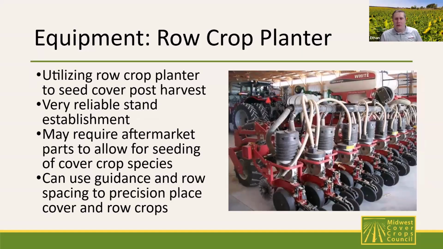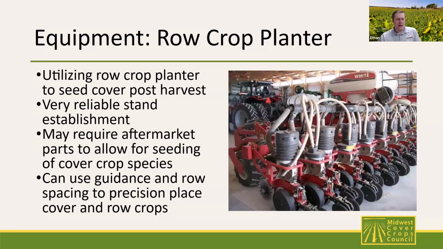We can also use row crop planters, which we have a lot of in the Midwest. Row crop planters can be converted to plant numerous species of cover crops. Some planters are just set up to do that, and some we might need some aftermarket seed plates or changes to make them able to plant cover crops. But 30-inch or 15-inch spacing planters can do pretty well at establishing a stand of cover crops, especially cereal rye post-harvest. Most farmers in the Midwest are already going to have a row crop planter, so we're not always having to buy an additional piece of equipment, maybe just some add-ons to be able to plant cover crops.